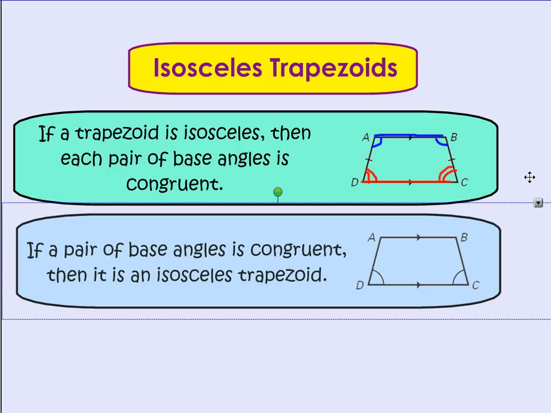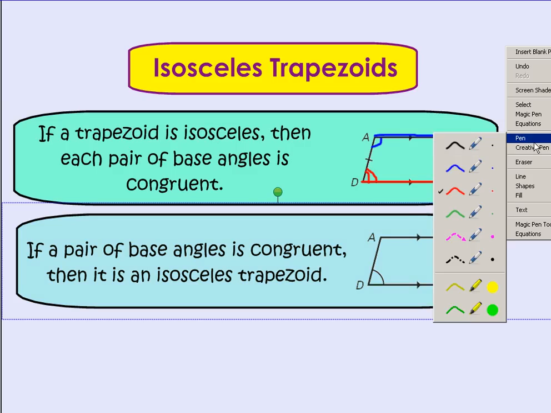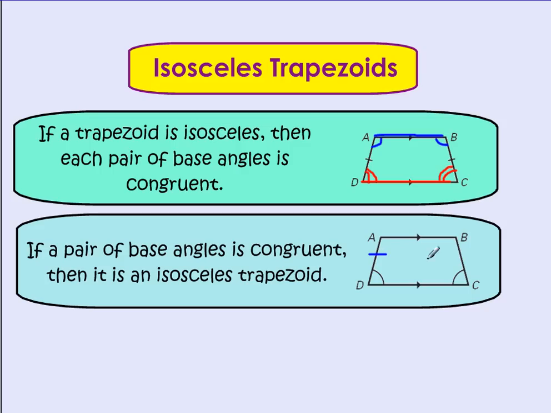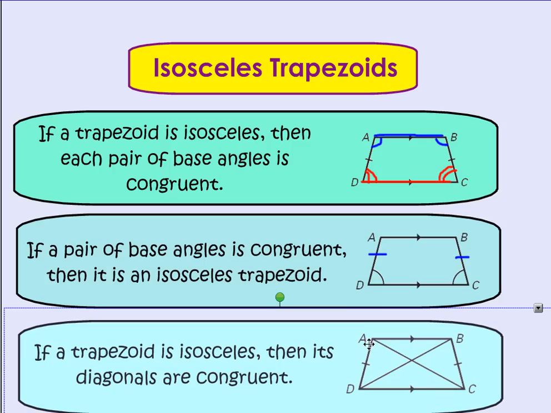The converse of this is also true. So if you see that you have a pair of base angles that are congruent, then we can say that the trapezoid that we're looking at is in fact an isosceles trapezoid. If we have an isosceles trapezoid, we can also say that the diagonals are going to be congruent. So there are really three main ideas that we have with trapezoids, but they all deal with isosceles trapezoids.